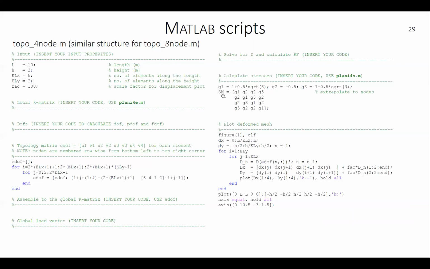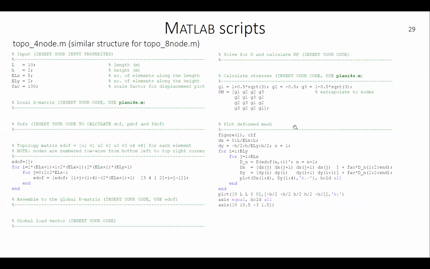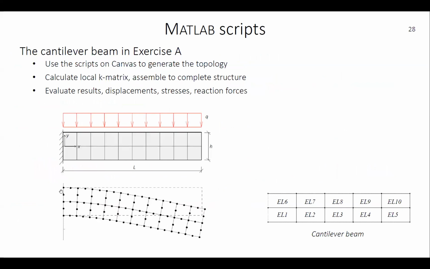And here is this stress matrix for extrapolating the stresses from the Gauss points to the nodes. And this has been rearranged to follow the convention of this figure, which is used in the scripts. Then in the end, this is just a simple part of the script to make this plot here. So you don't need to consider that either. It's made automatically.